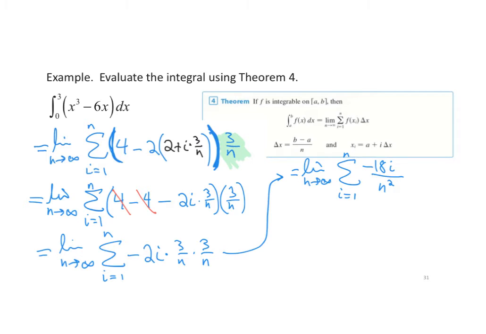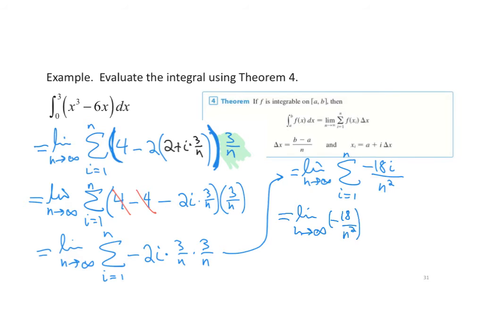Now, something to notice is that this sum is only going to be affected by i. In other words, i is the variable that's changing in this sum. n, as far as the sum is concerned, is kind of a constant. And we know negative 18 is a constant, which means we can actually factor out this constant from this sum. We can't factor it out of the limit because n is still varying according to the limit, but we can factor it out of the sum. So let's do that.